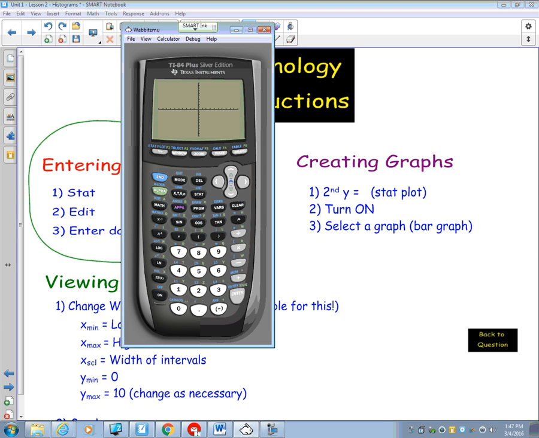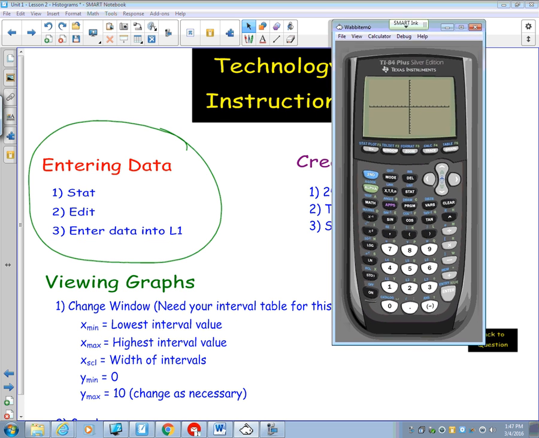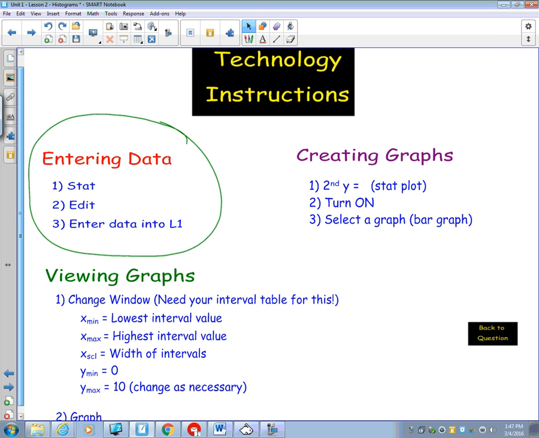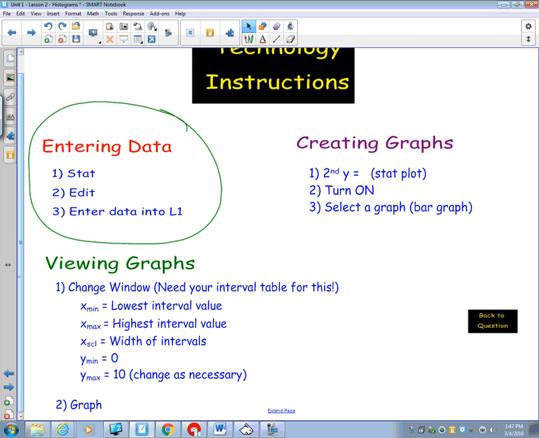So the standard window from -10 to +10. Well, that's not the kind of data I have. So I need to adjust that. In other words, I need to adjust my window. To adjust the window, I go to the bottom left over here. I have to use my interval table for this.